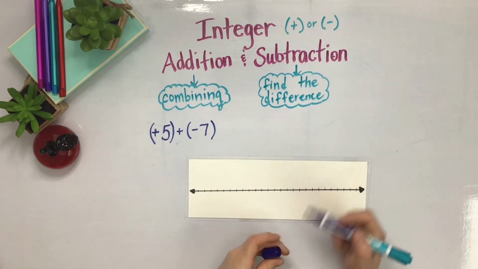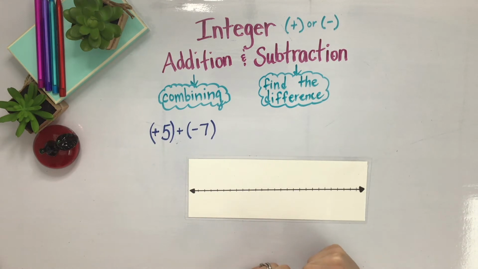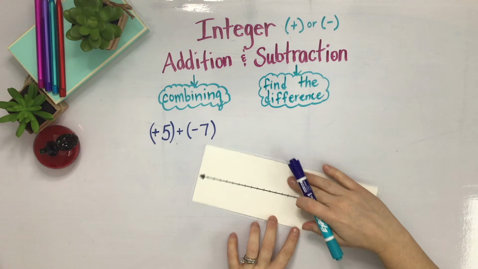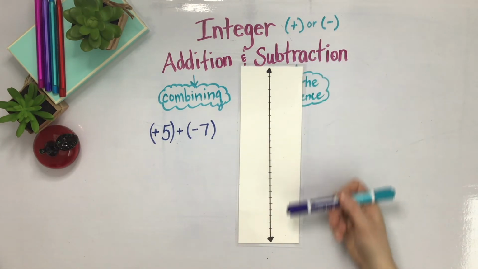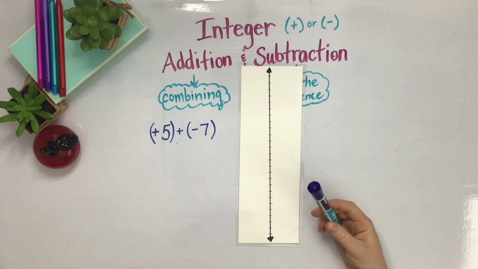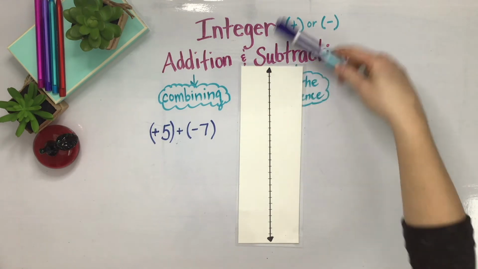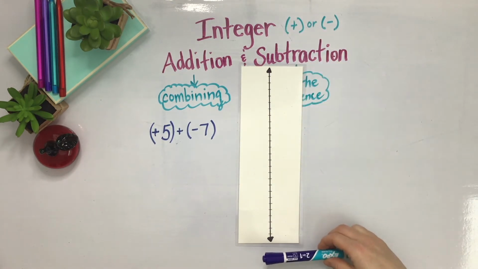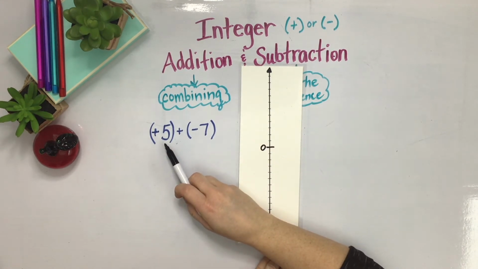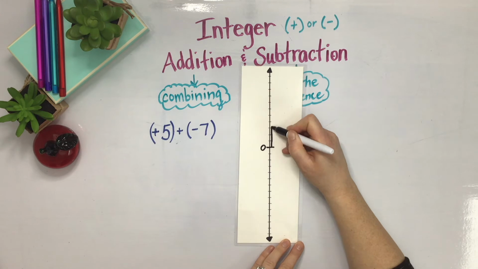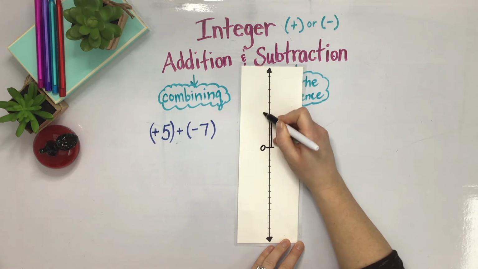Okay, so I'm going to use this number line to just illustrate what's happening here with the numbers. Remember, we're combining here. I like to turn my number lines vertically. I just find it more intuitive to think of up as positive and down as negative. Say 0 is here. Here we've got a 5 that's positive. So I've gone up to 5.